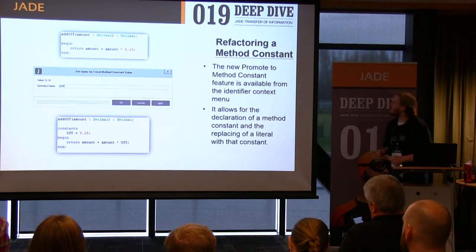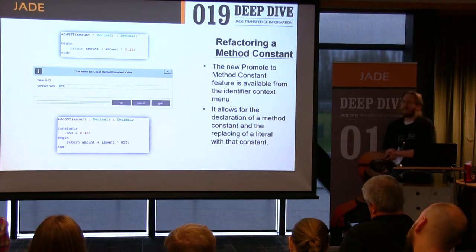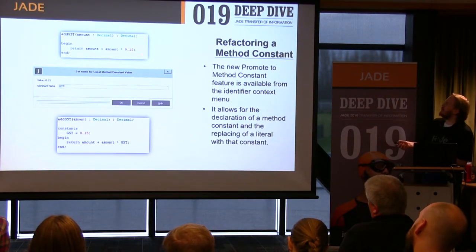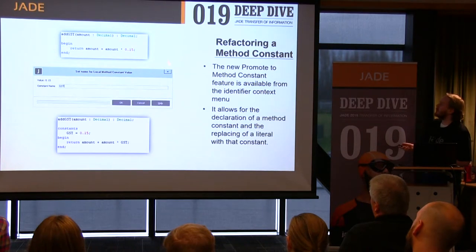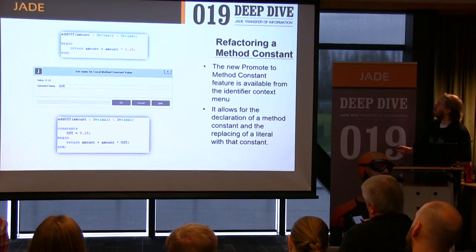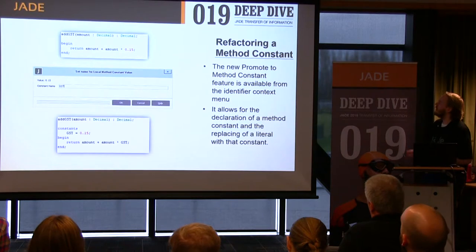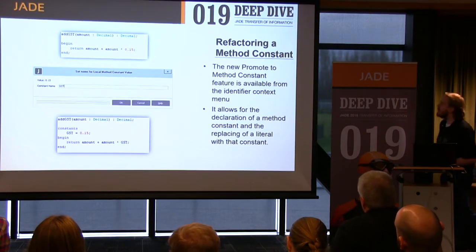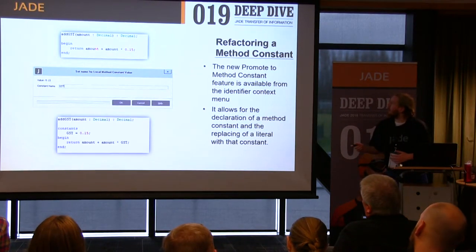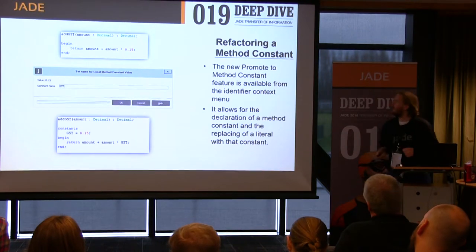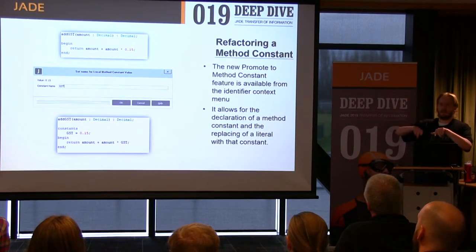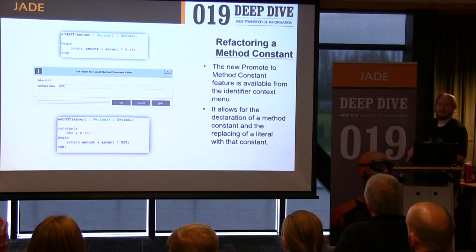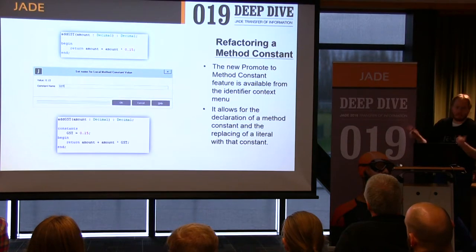Cool. Lastly, the magic number hunt. If you've got a bit of a magic number you want to turn into a constant, you actually just right-click it, put in the name of your constant, and it'll become a local constant. So that's the promote to method constant feature. From the identifier context menu. Just note that if you've got multiple, like 0.15s in this case, it's only going to change the one you select because it doesn't necessarily know that the same number represents the same concept.